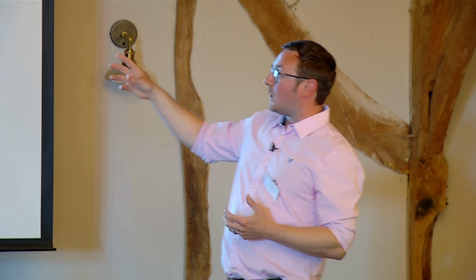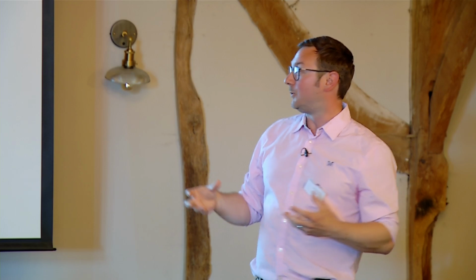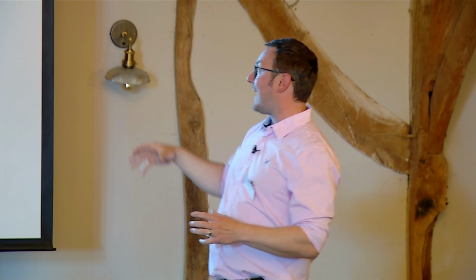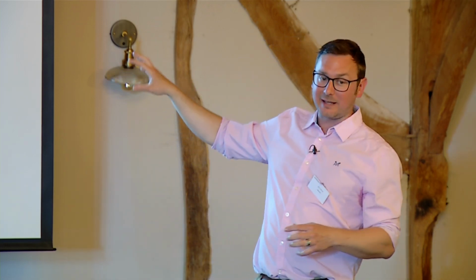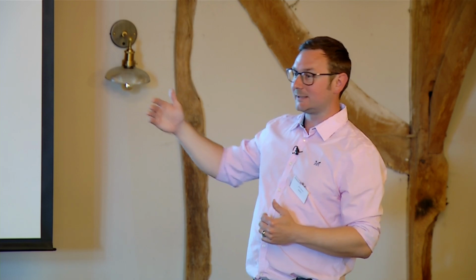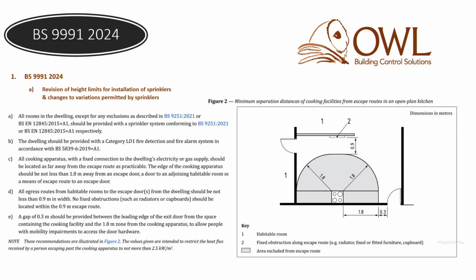So 991 provides additional flexibility for open plan arrangements. So if you have an LD1 fire detection system and a sprinkler system in accordance with 9251 for the entirety of the building itself, and the escape is via an open plan arrangement, when we're talking about here, as long as you have 2 escapes and a void of 1.8 metres and an additional void of 900 millimetres, then that is permitted under 991. So again, 991 provides that additional flexibility for design rather than ADB. ADB is very prescriptive in terms of that requirement.